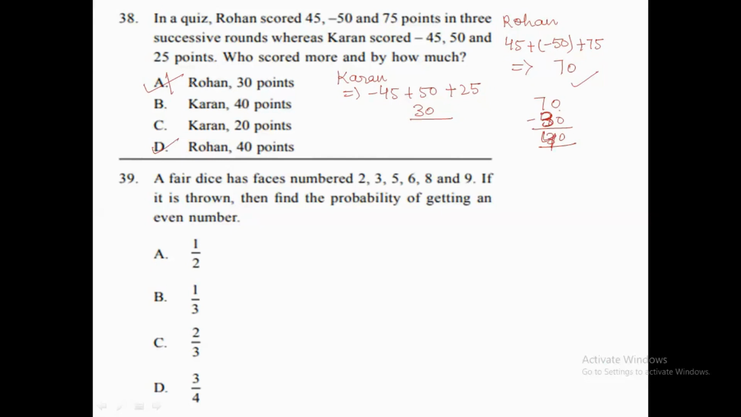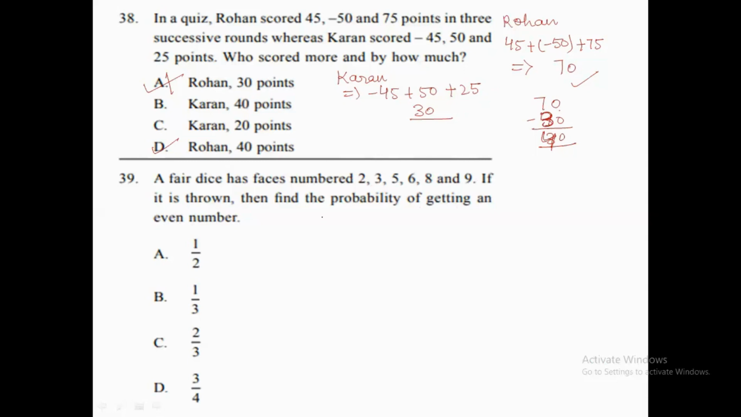Okay, let's come to question number 39. Question number 39 is saying that a fair dice has faces numbered 2, 3, 5, 6, 8 and 9. Now, find the probability of getting an even number. Out of these numbers, how many numbers are written over here? 1, 2, 3, 4, 5, 6. 6 numbers are written over here.